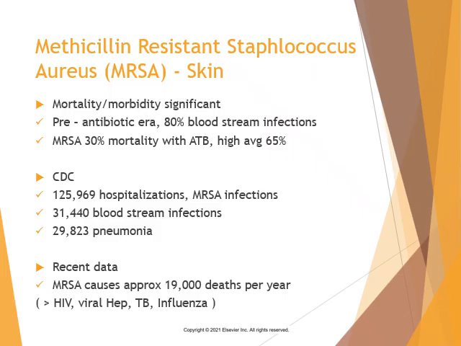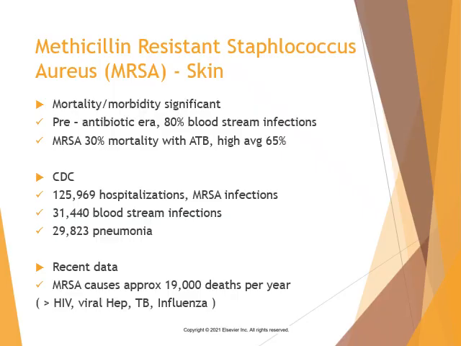Methicillin-resistant Staph aureus or MRSA skin infections. Morbidity is significant. In the pre-antibiotic era, these accounted for about 80% of bloodstream infections. MRSA does have a 30% mortality with antibiotics, higher average of about 65%.